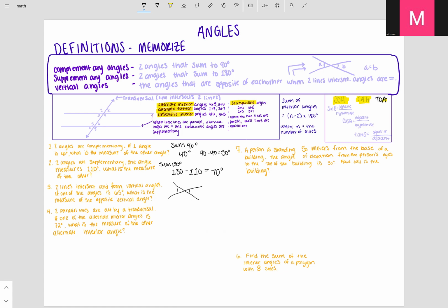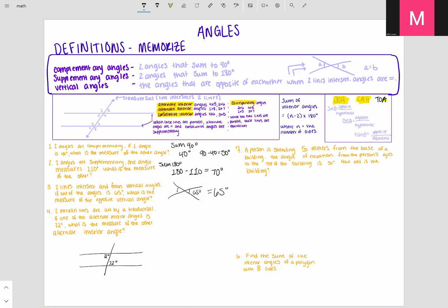Okay. Two lines intersect and form vertical angles. One of the angles is 65 degrees. What is the measure of the opposite vertical angle? This will also be 65 degrees. Next, two parallel lines are cut by a transversal. If one of the alternate interior angles is 72 degrees, what is the measure of the other alternate interior angle? And that will be here, and it will also be 72 degrees.